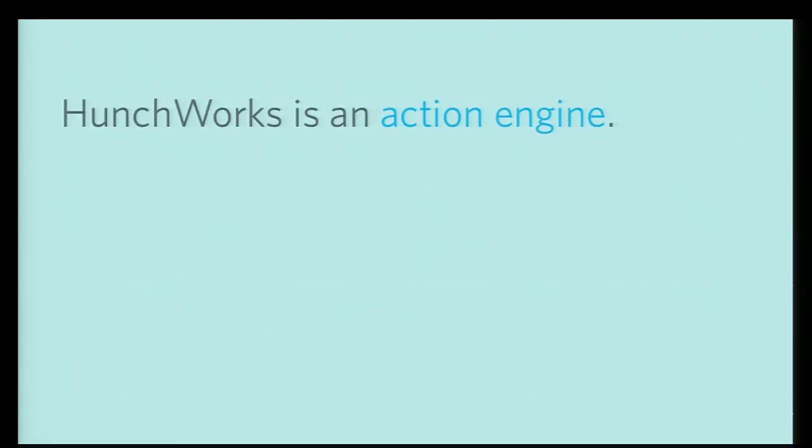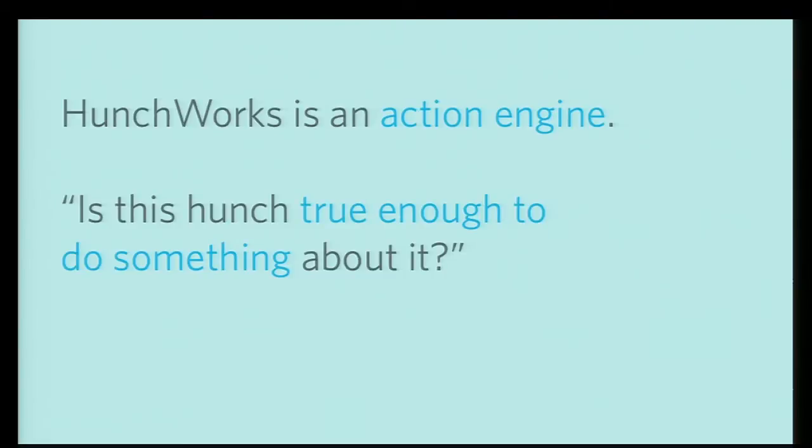The important thing here is not that we're trying to establish absolute or objective truth, because HunchWorks is an action engine. It's not a truth engine. What we are trying to determine is whether or not a hunch is true enough to do something about it. And the best way to figure out if something's true enough to do something about it is to actually build this system and get people to start working with it. And so Sara is now going to talk about how we can actually make that action happen, and the technology that's going to go into the HunchWorks system to make this all work.